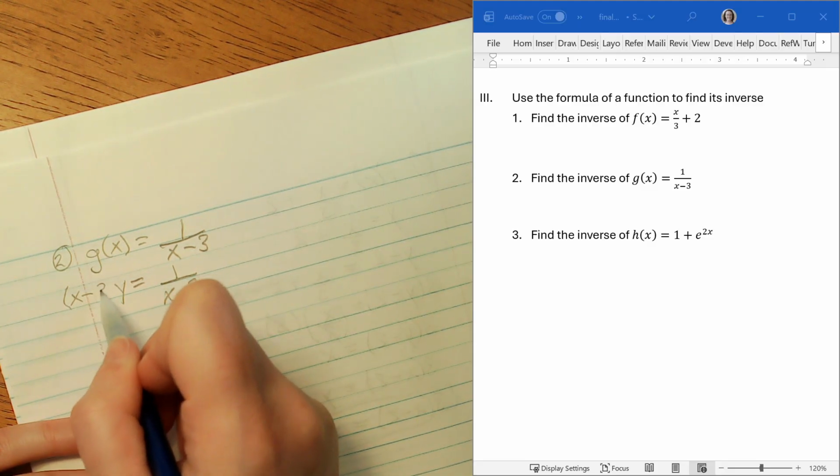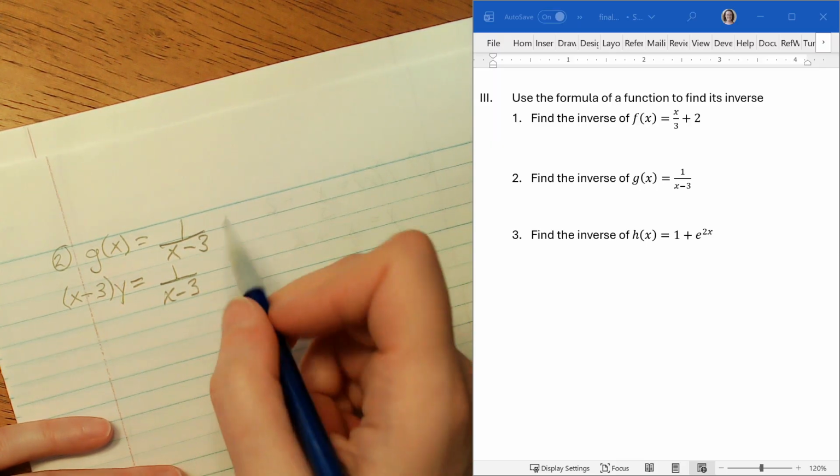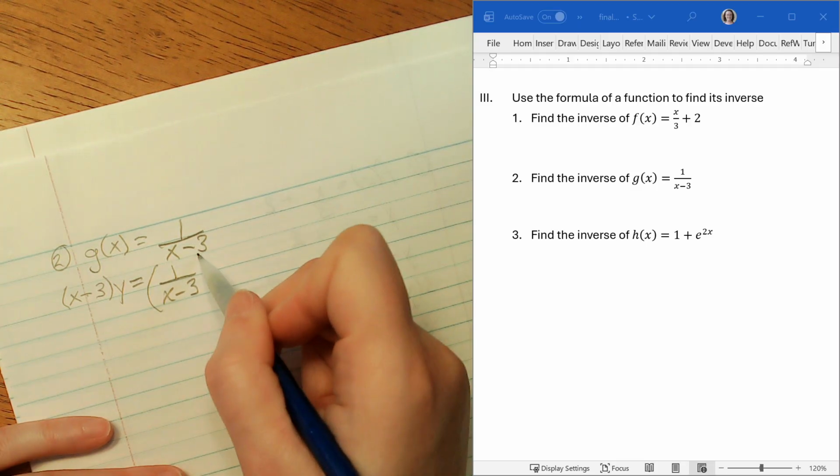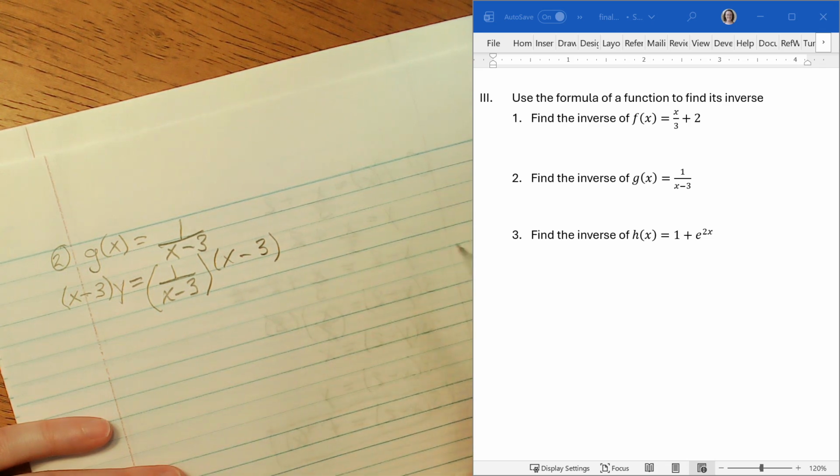Make sure you put it in parentheses when you're doing it because it does have that minus inside of it. You have to protect that for the order of operations. And the same thing over here. Get the whole side in parentheses and then also the denominator in parentheses.